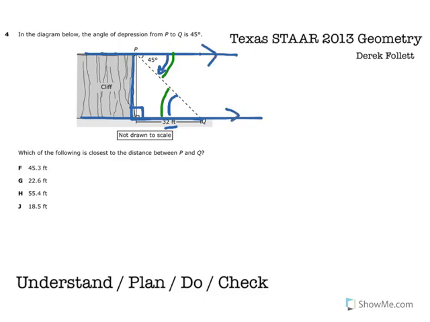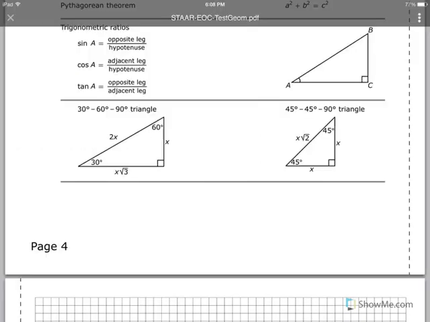So now I've got a right triangle. It's got a 45 degree angle. I know one side is 32 feet. Oh, that must be a 45, 45, 90 right triangle, and I know that that is a special right triangle. So if I've forgotten how to use special right triangles, I can look at the formula sheet in the exam.